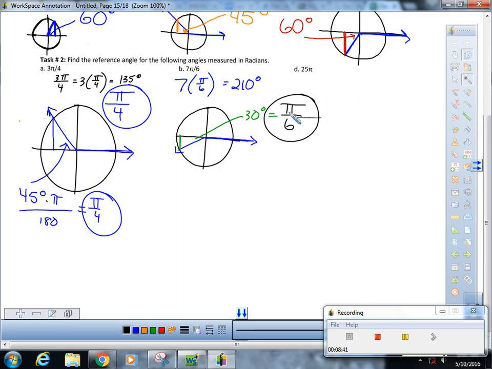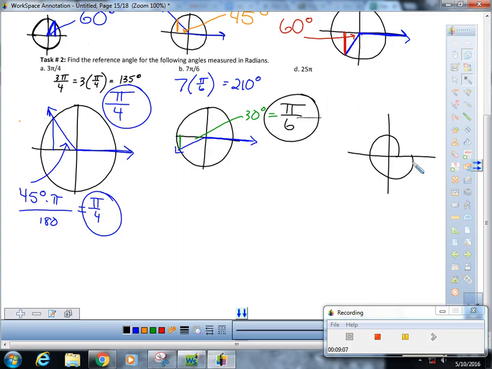Okay? Now for this one, I am not going to change it into degrees. I'm going to use a different strategy. 25 pi. That's a lot, right? Well, how many pi's is a full rotation? 2, right? So this would be 2 pi, 4 pi, 6 pi, 8 pi. So what else is it? Which one am I going to stop at?